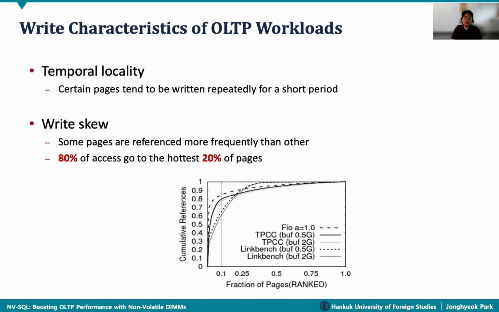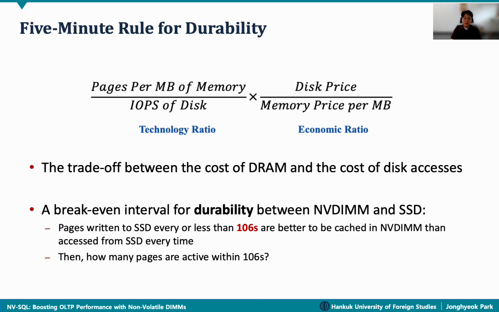First, specific pages are often written to repeatedly over a short period of time, and certain tables have a small number of tuples periodically updated frequently for a short period. As is widely known, 80% of accesses go to the hottest 20% of pages. As a rule of thumb to determine the access interval for caching in memory, we use the five-minute rule to explore the break-even interval between NVDIMM and SSD.